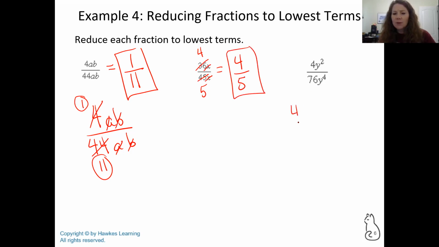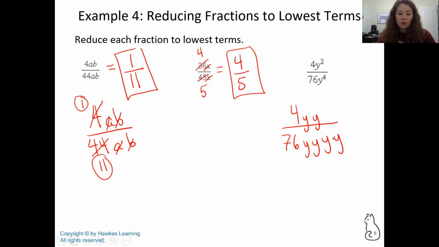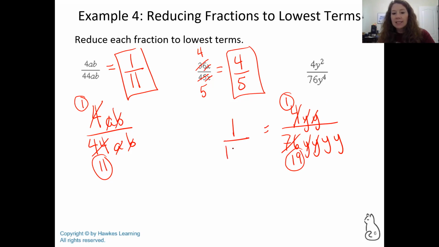And then here we have 4 times y over 76. I have 4 y's, so I can divide 4 and 76 both by 4. 4 divided by 4 is 1. 76 divided by 4 is 19. And when I have a pair on the top and bottom, I can cancel them because they're both just 1. So what do I have left? In the numerator, I have a 1. In the denominator, I have 19 times y, which is y squared. So there is my final answer.